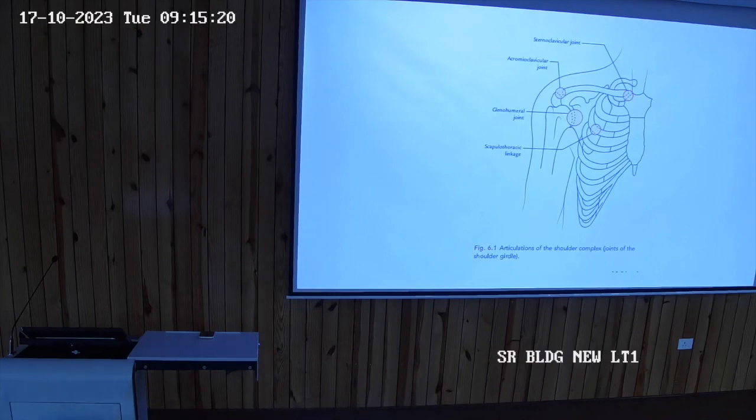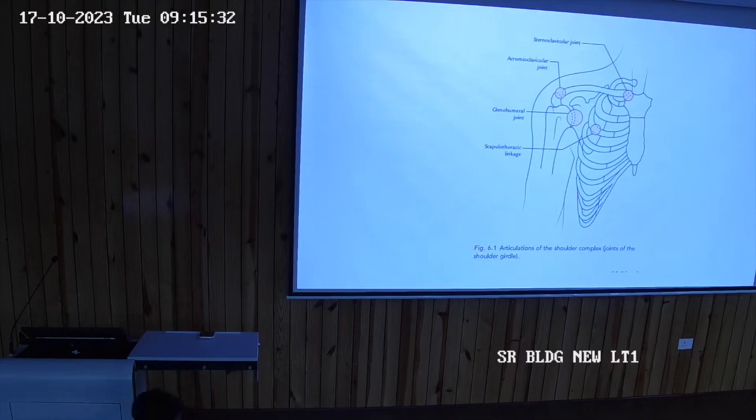Head of humerus is larger. The other articular surface is glenoid cavity of the scapula. The glenoid cavity of the scapula is small compared to the head of humerus. So these are the two articular surfaces. Both are covered by hyaline cartilage. Most of the synovial joints are covered by hyaline cartilage. And lining over the hyaline cartilage, there is synovial membrane.